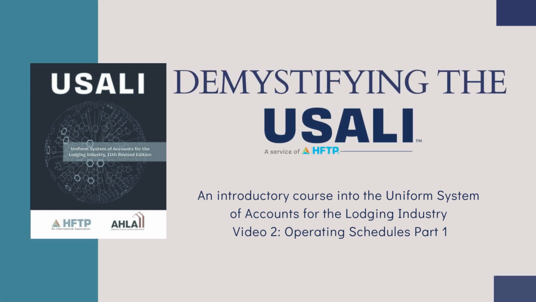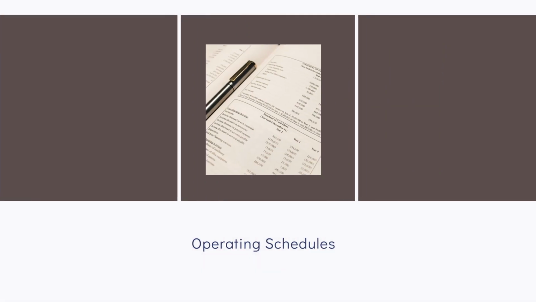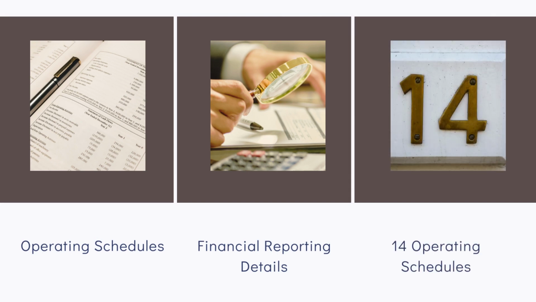Welcome back. We are moving forward with part 1 of the USALI. We will focus on a section called the operating schedules. This section is a guide that helps understand the USALI financial reporting details. The authors of the book have put together a total of 14 schedules, each serving a different purpose.